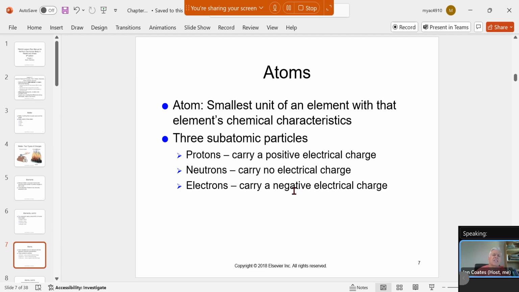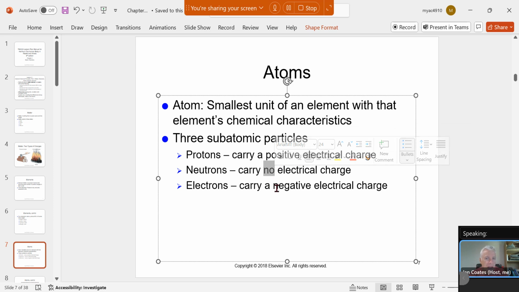Atoms just happen to be the smallest unit of an element with that element's chemical identity. There are 3 subatomic particles: a proton, a neutron and an electron. Protons, positive. Neutrons, no charge. Electrons are negative. So protons, positive. Electrons, negative. Neutrons, no charge.